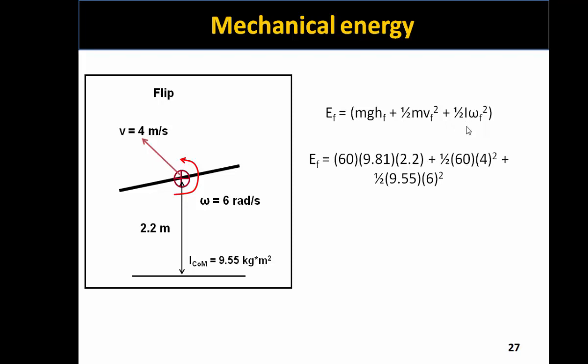We collect the data that have been provided to us, and we substitute those data. What we're seeing is the same value for the mass, the same value for g, but now we have a new value for height because the gymnast has achieved a new position with respect to our reference, which is the ground, at 2.2 meters. But now we have a linear velocity term, a vertical velocity of 4 meters per second. We have an angular velocity of 6 radians per second, and we have the moment of inertia at 9.55.